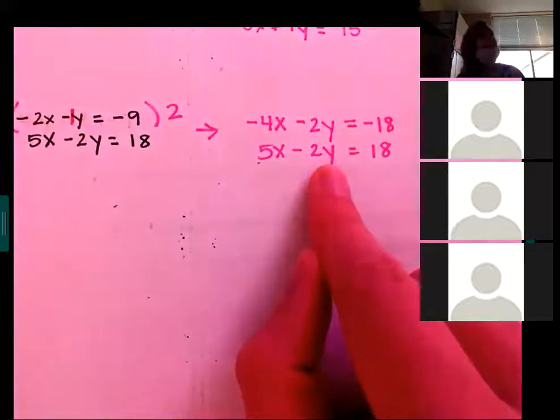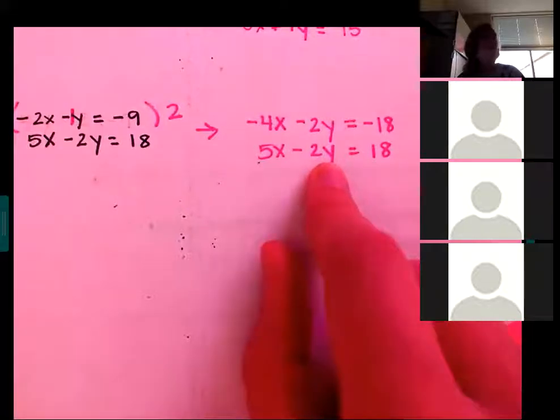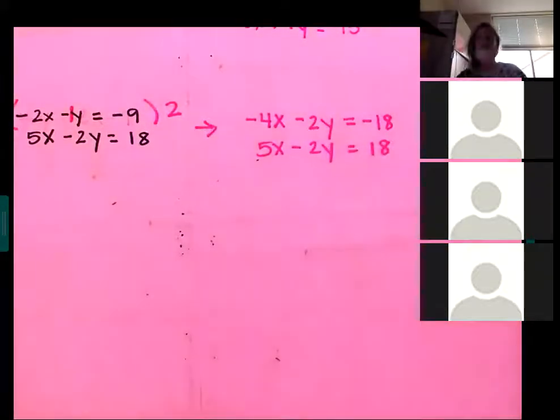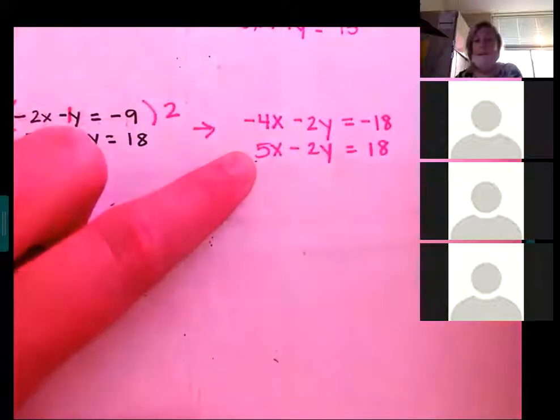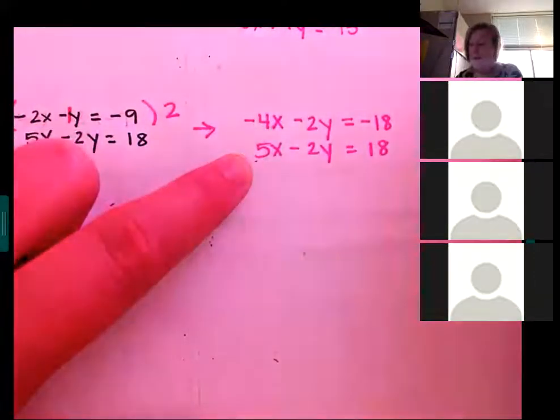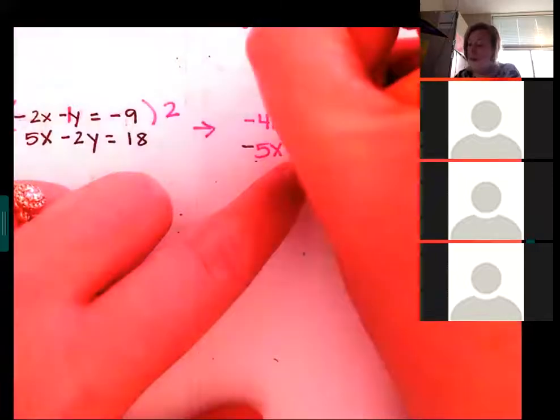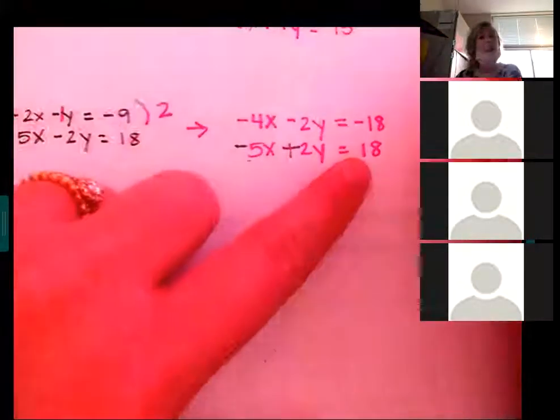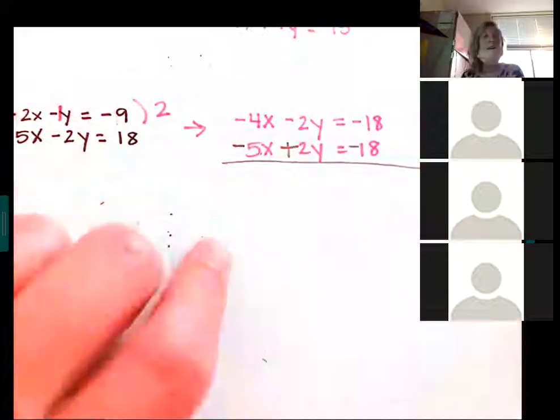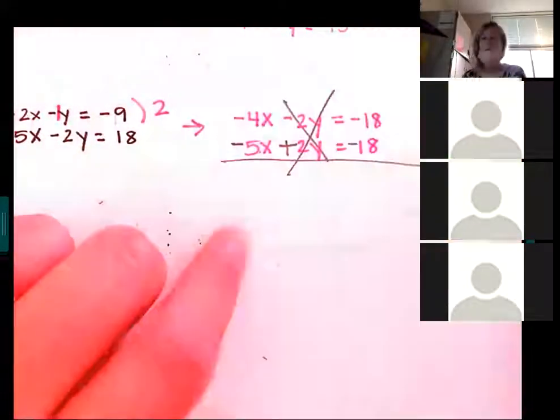So everybody listen to what I'm about to say. It does not matter where you change the signs. Which one do y'all want me to change them in? The bottom one? Okay. So instead of a 5x positive, this is going to become negative. Instead of a negative 2y, this one's going to be positive. And instead of a positive 18, this is going to be negative. And now we can combine them because these will cancel.